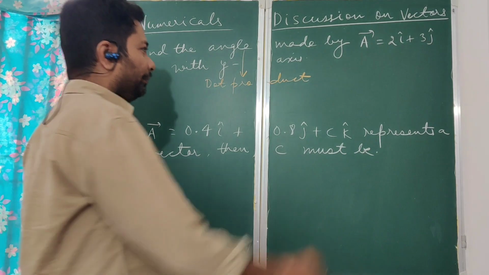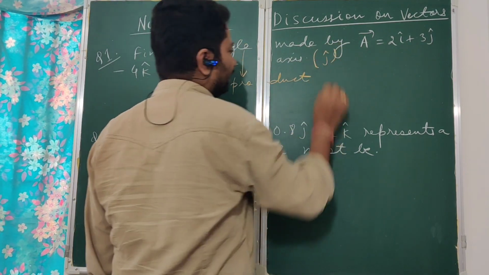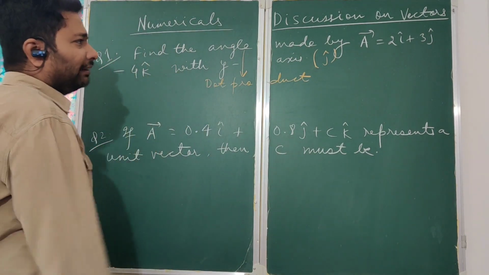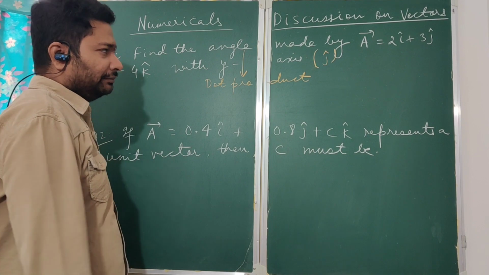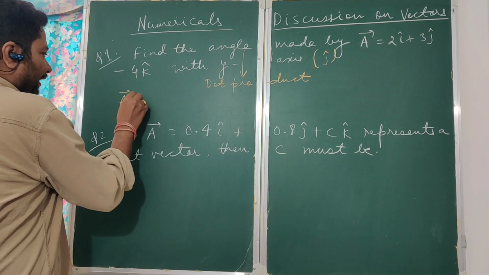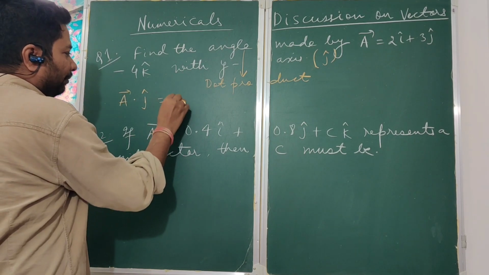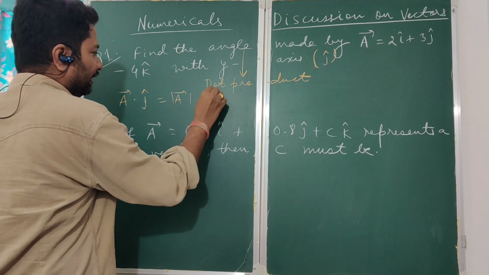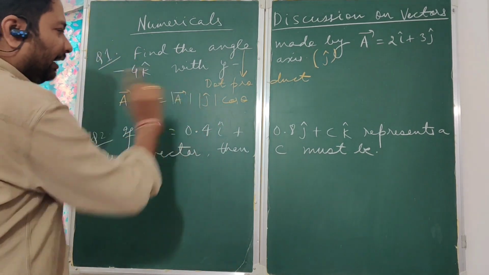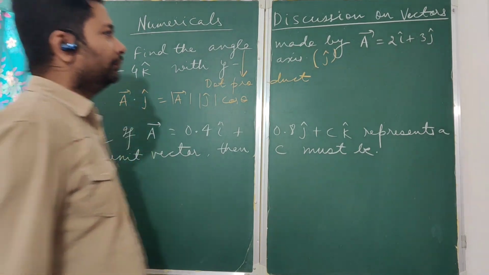Now y axis is representative of j cap. So what will be the angle? Let us say the angle between a vector and y axis is theta. So what can we write? Take the dot product a dot j cap. This will be mod of a, mod of j, into cos of theta, where theta is the angle between a vector and j vector.